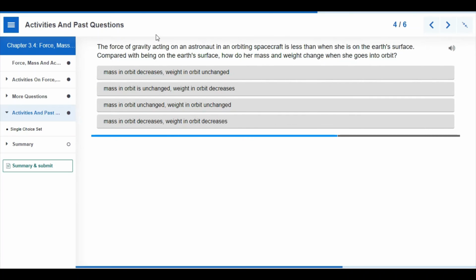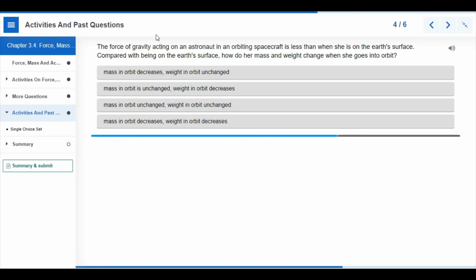Now, the force of gravity acting on an astronaut in an orbiting spacecraft is less than when she is on the Earth's surface. Compared with being on the Earth's surface, how do her mass and weight change when she goes into orbit? Mass in orbit decreases, weight in orbit unchanged? No. We always say that mass is always what? Constant. That means it is unchanged. How about weight in orbit? Can it decrease or increase?